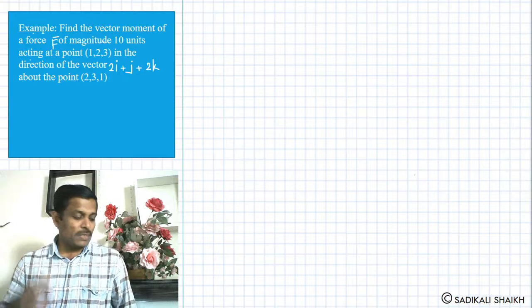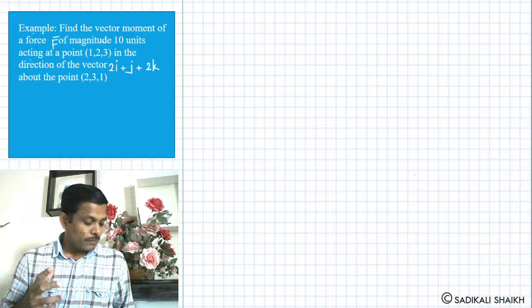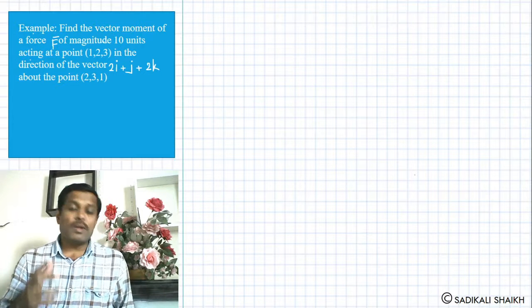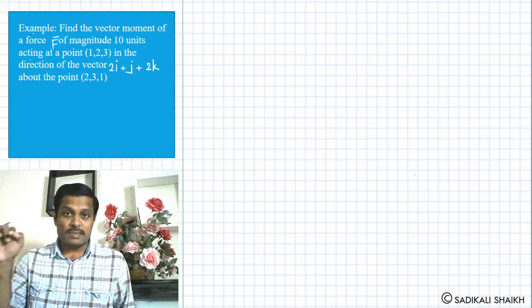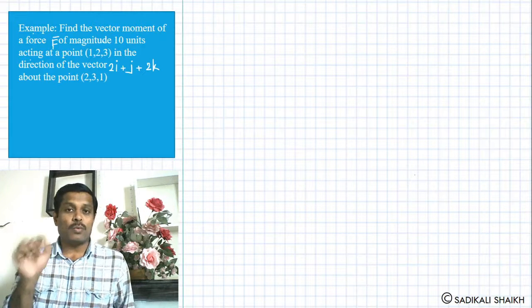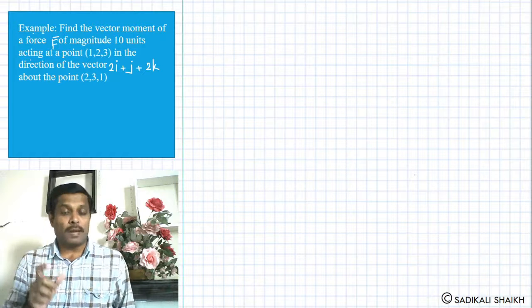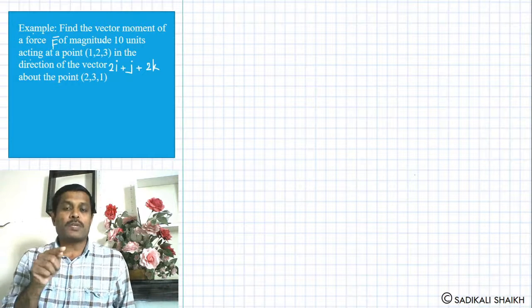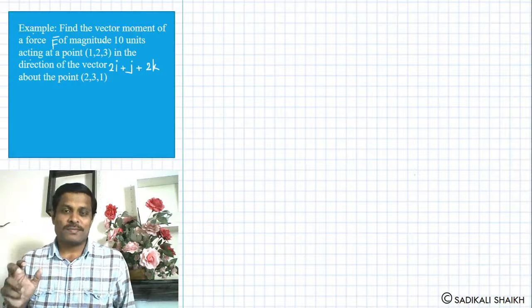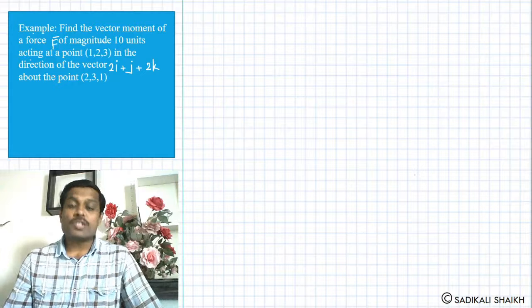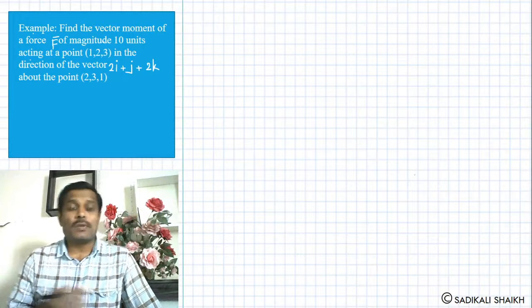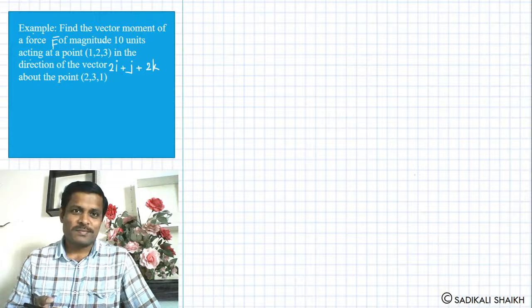the formula is something like that. What is the formula? R bar is AP bar. The point about which you have to calculate, join it with P, so take AP bar and its cross product with that force, then you will get the vector moment. So it's so simple. The only thing is the construction of the force.